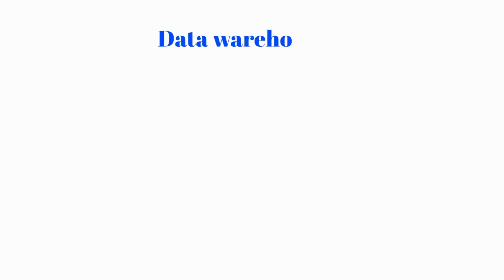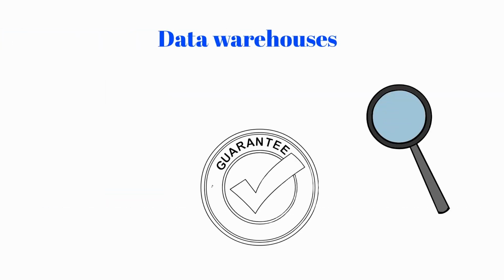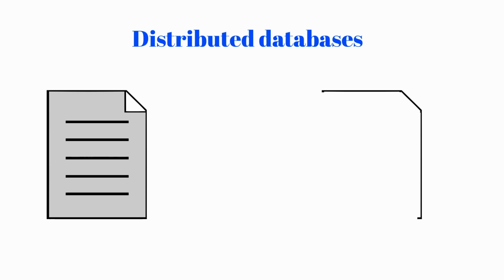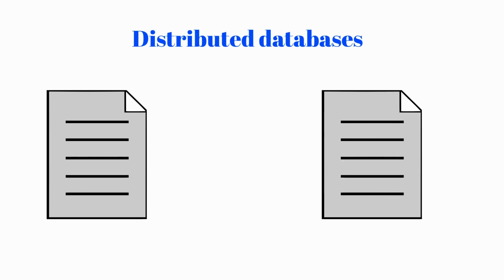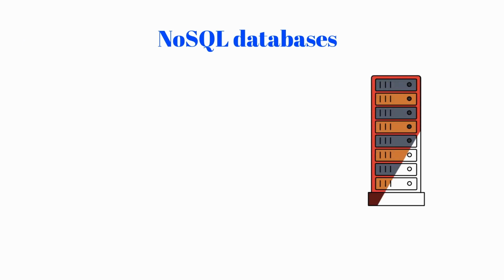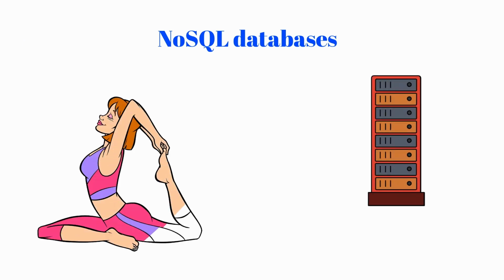Data warehouses mainly hold large amounts of data. This type is mainly used for data queries and analyses. Distributed databases consist of two or more files that are in different places. NoSQL databases are non-relational databases that can handle large amounts of data. They are used to create modern applications thanks to flexible schemas.